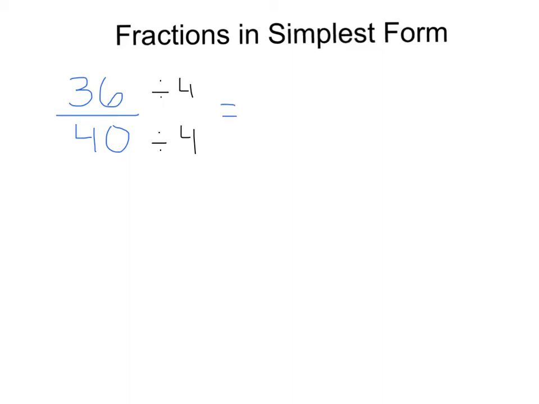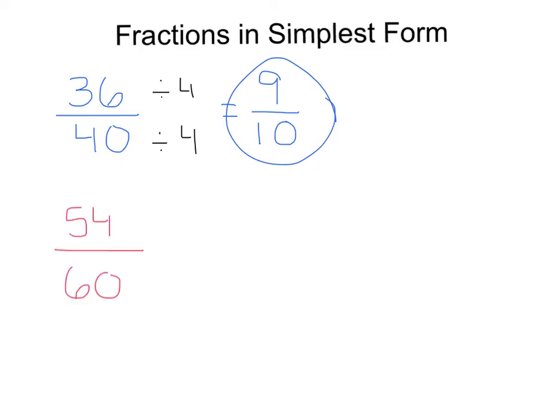36 divided by 4 is 9, and 40 divided by 4 is 10. So it is in a simpler form. And you have to keep going until you realize that for the two numbers left, there is no common number that you can divide them both by. And in this case, there's no number that you can divide both 9 and 10 by evenly, so 9/10 is our fraction in simplest form.